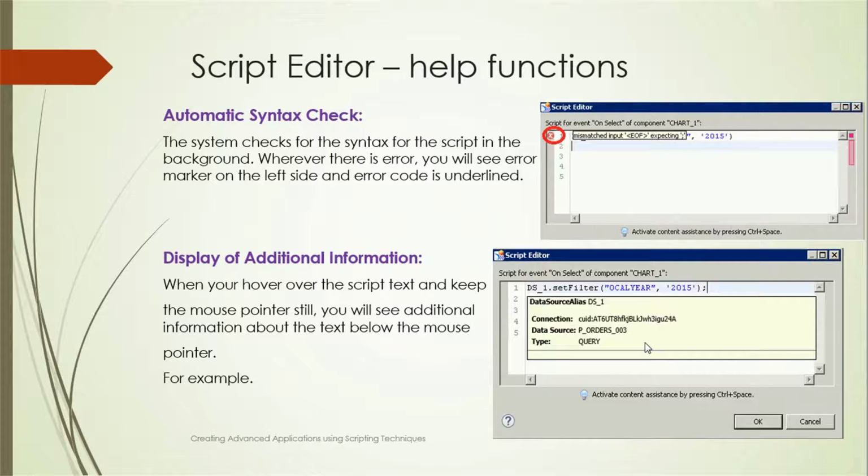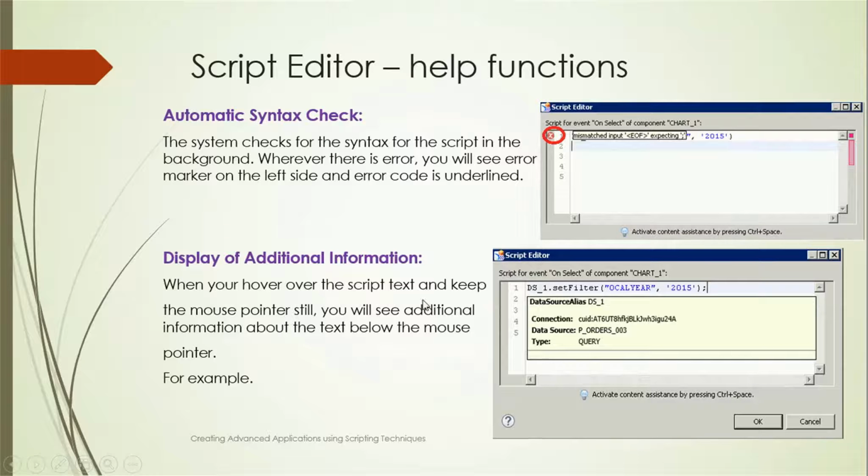Okay, so coming to the script editor and help functions, how this script editor works. It has automatic syntax checks. If something is missing, suppose this statement does not have the semicolon at the end of the line, then it will give a red mark here. And if you mouse over it, it will show a mismatched input message.